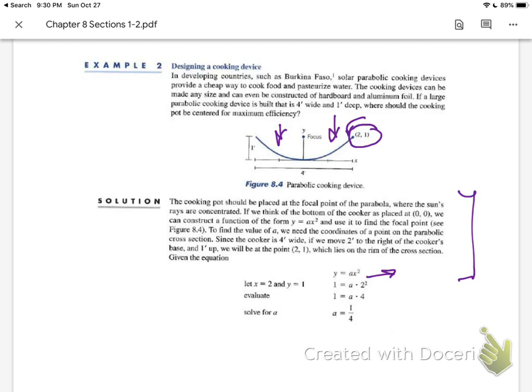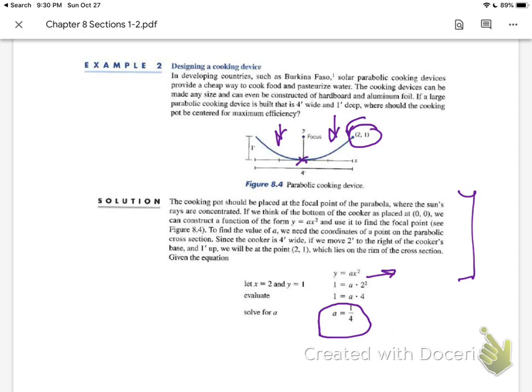So they've done that, and if you plug in your values, you're going to be able to calculate where your focus is, and then you can measure where that's going to be. So that's going to be 1/4 of a foot from your vertex, which is right there. So that's how you would locate the focus.